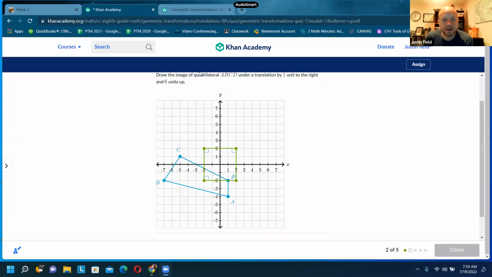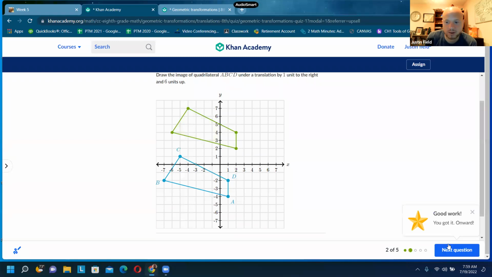All right, draw the image of the quadrilateral ABCD under translation 1 unit to the right and 6 units up. This will not be a problem. We're just going to match up the coordinates. Check this out, you're gonna like this. And then we're just gonna go in the middle and we're gonna go boom, 1 to the right, 6 units up, which make it 7. There we go.